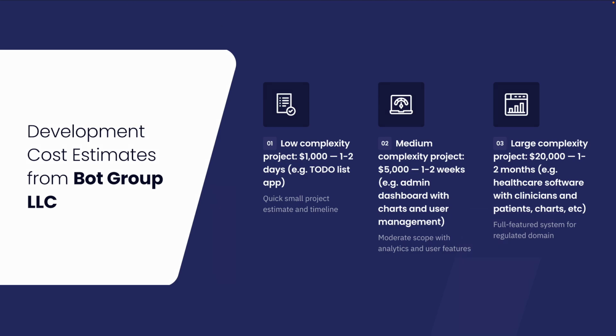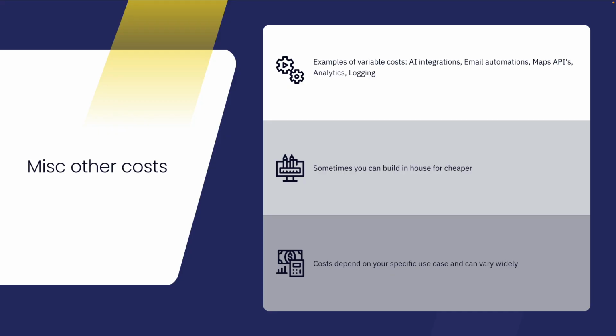Alright, and finally, let's take a look at some miscellaneous other costs, such as AI integrations, email automations, Maps APIs, analytics, logging. There are so many different features in your app that you may want to extend by using a software as a service or an API that costs money, such as ChatGPT integration, or maybe voice calling integration or Maps integration. All these specific features you can use plug and play oftentimes, but your usage will determine the cost for these things.